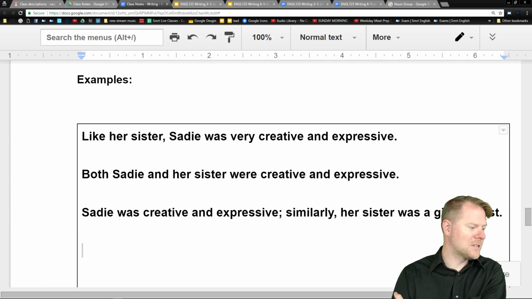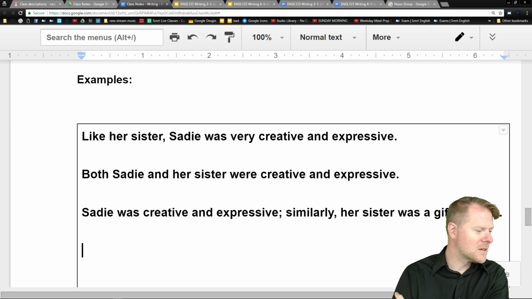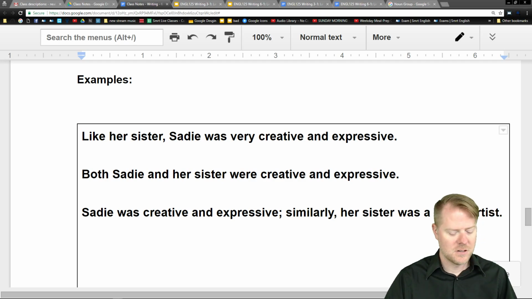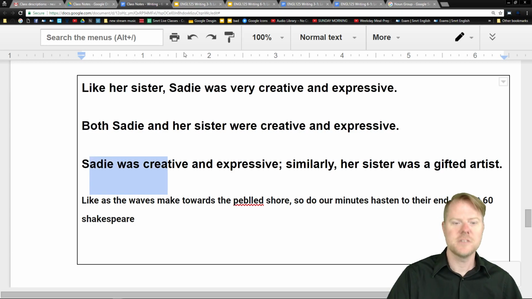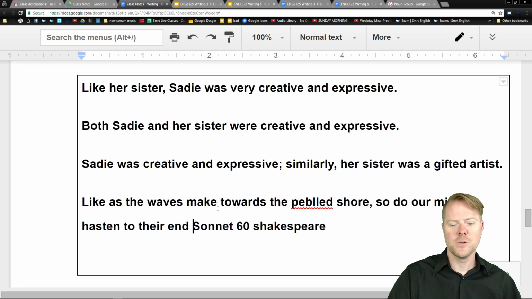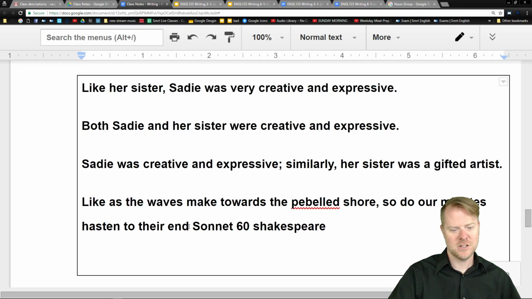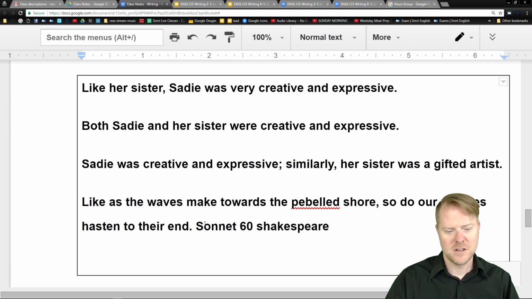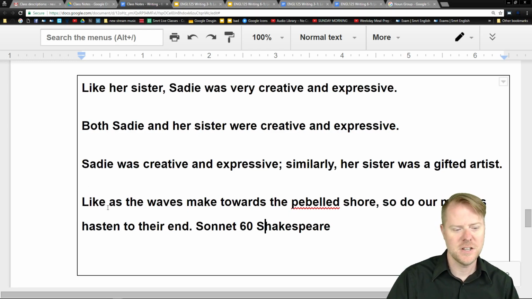Let's see. How about any similar sentences? Fernanda. That's an extremely complicated sentence. Let's take a look at it. "Like as the waves make towards the pebbled shore, so do our minutes hasten to their ends." And that's Sonnet 60, Shakespeare's Sonnet 60.